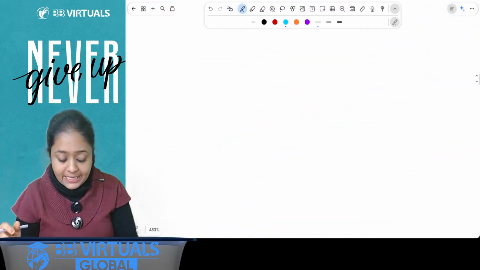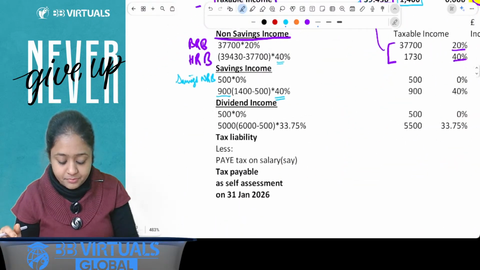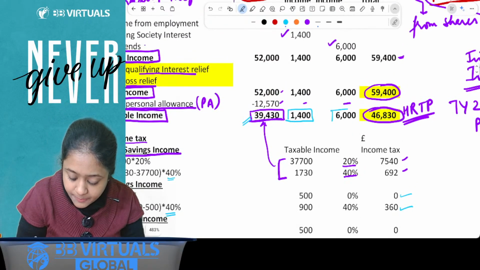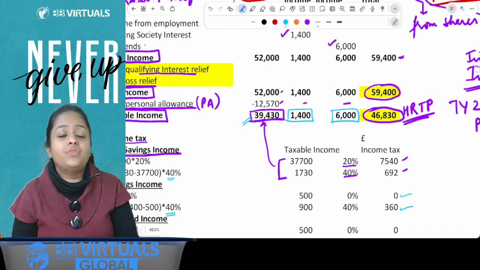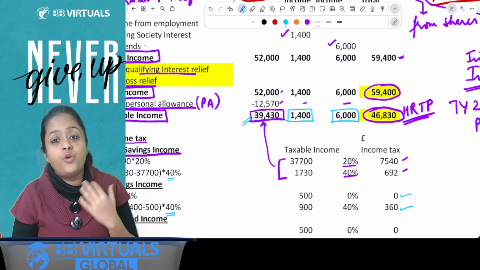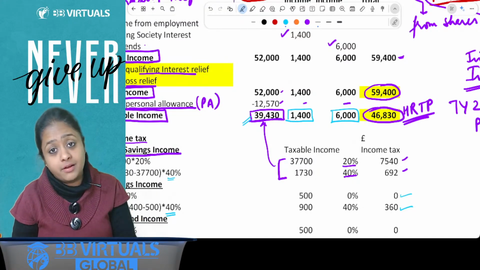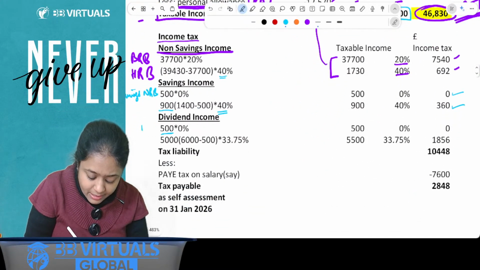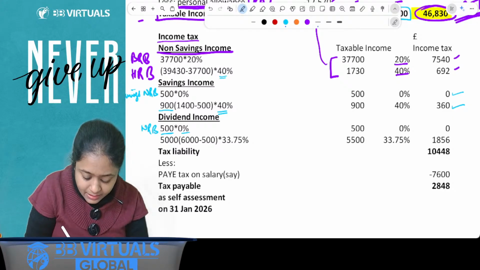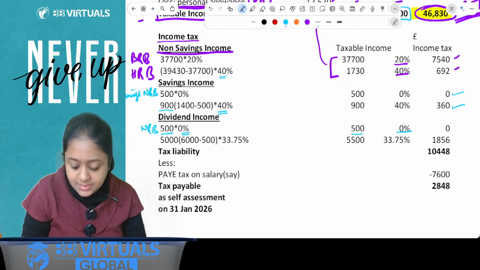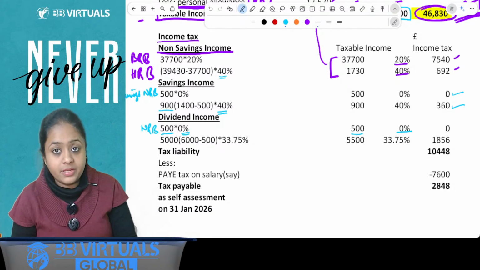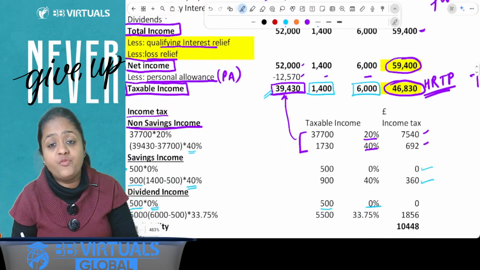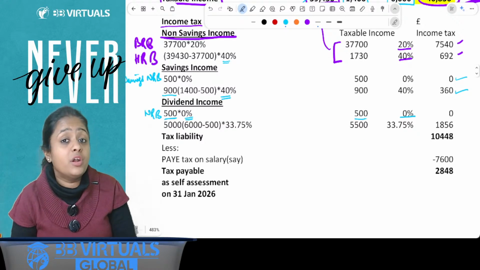Now let's apply it here in the question. What is the dividend income for the taxpayer? 6,000. Irrespective of the category of the taxpayer, you give 500 as the nil rate band by default. So in the dividend income, 500 is the nil rate band, which is taxed at 0%. Clear? Now what is the remaining dividend income? 6,000 less 500, 5,500.